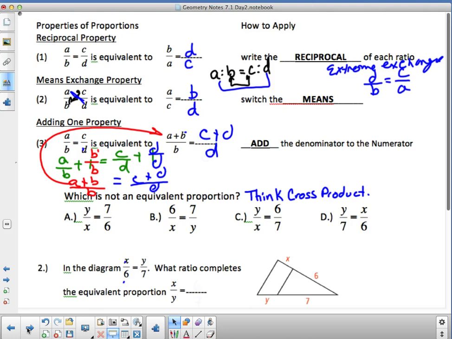So what I want you to realize is that when I'm asking you, like in this sub question after 3, which is not an equivalent proportion, and I say think cross product, just do the cross product. Do the means exchange, extremes exchange product thing. People ask, what do you mean by cross product? 6y is equal to 7x. Find the cross product of all 4 of them and determine which one of them is not the same. Okay, go ahead.